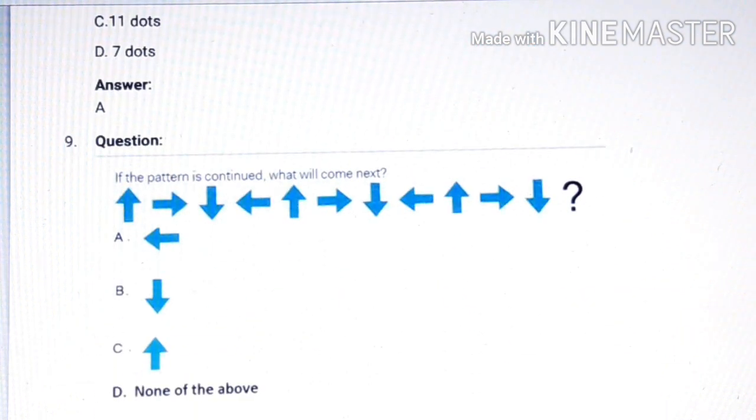Next, 9. If the pattern is continued, what will come next? Now children, you can see that it is indicating top first, then right, bottom, and this is left. Again top, right, bottom, left. Again top, right, bottom, so what will come here, children? The correct answer is option A. Okay, that is towards the left.